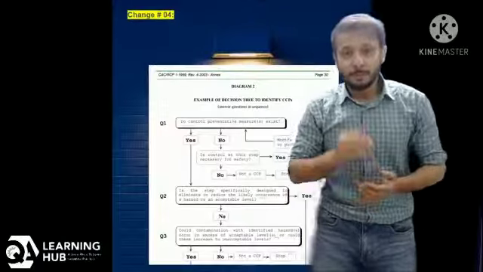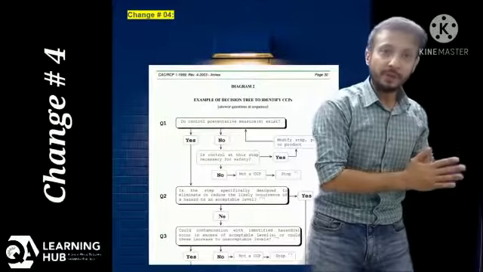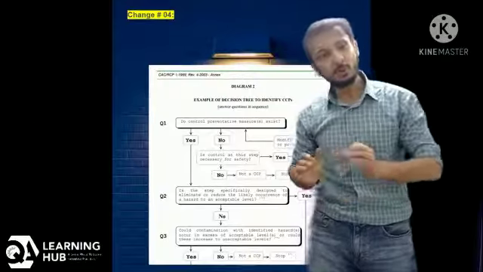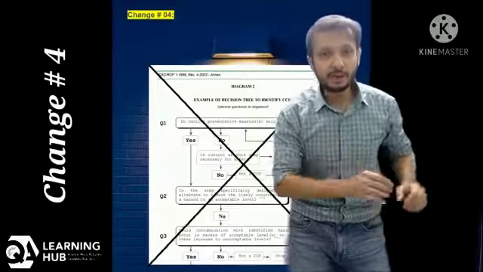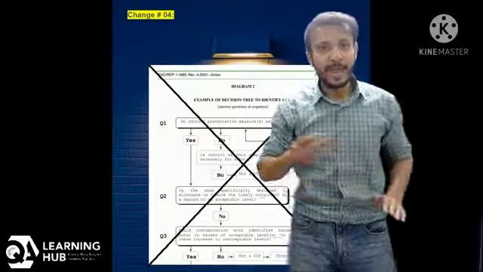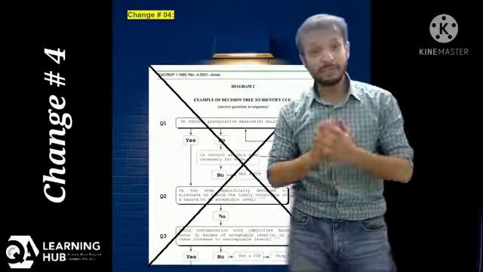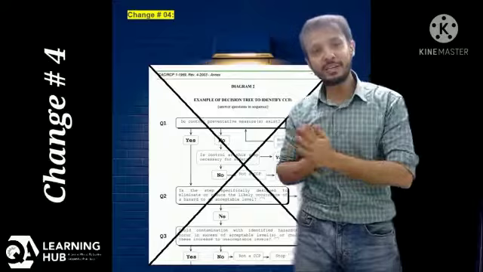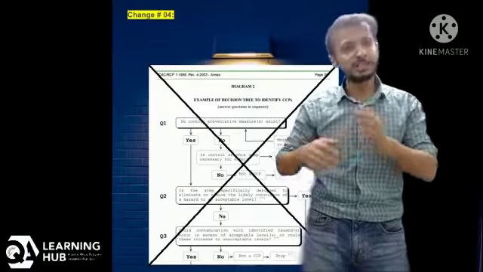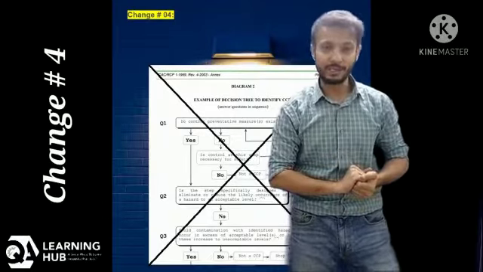Change number 4. Previously, an example of a documented decision tree to identify CCPs was given. This version has not included the decision tree example at this stage. However, Codex HACCP 2020 still makes reference to using a decision tree or other approach to identify critical control points.